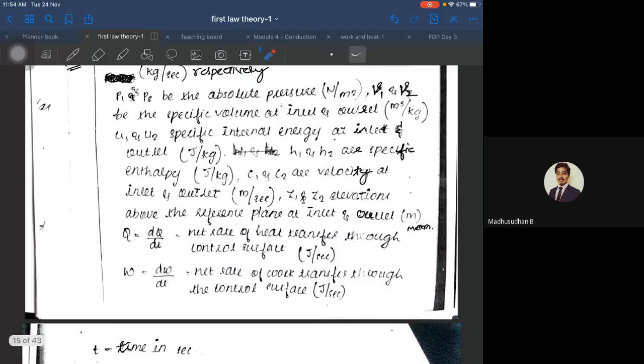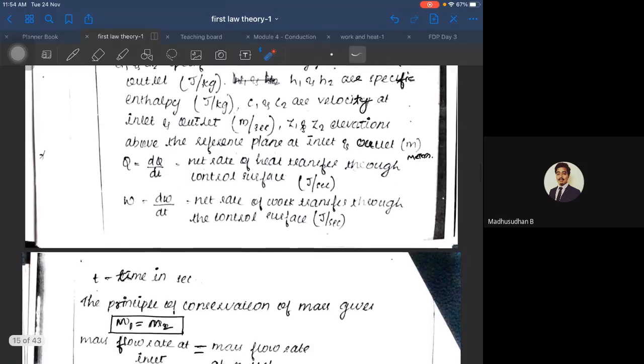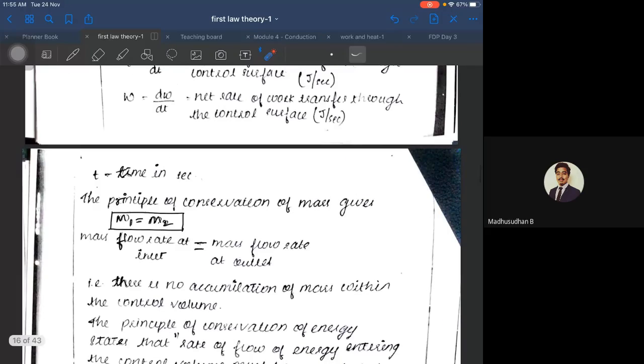Next. Z1 and Z2 are the elevations above the reference plane, which will be in meters. And Q is the net heat transfer through the control surface. So whatever heat is getting transferred to the control surface is Q, and W is the net work transfer through the control surface, and t is time in seconds. And the principle of conservation of mass is given by m1 equals m2.